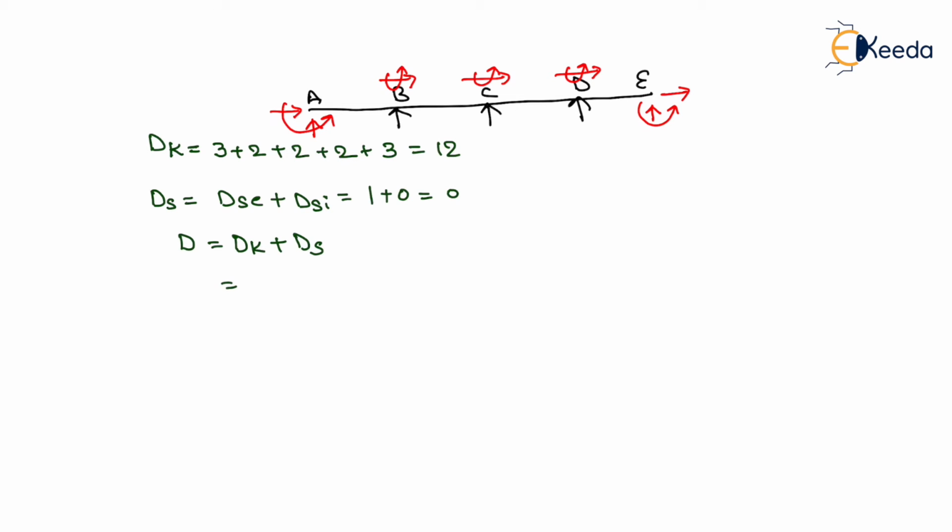Now what will be the value of Dk? It will be equal to 12, and what will be the value of Ds? It will be equal to 1. Now what will be the total indeterminacy of this beam? It will be equal to 13. That will be the complete solution of this question.